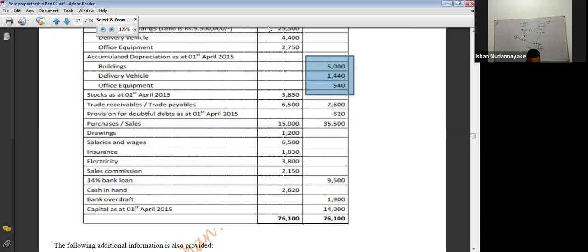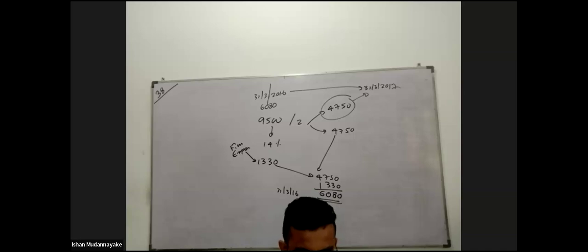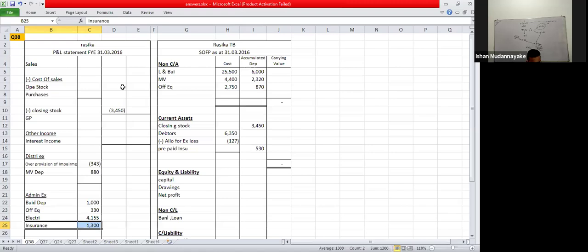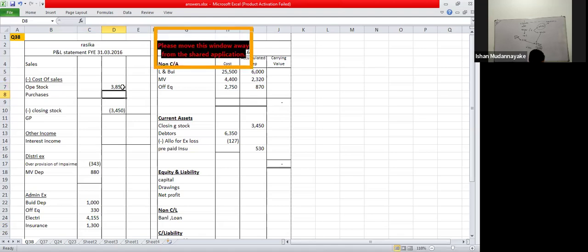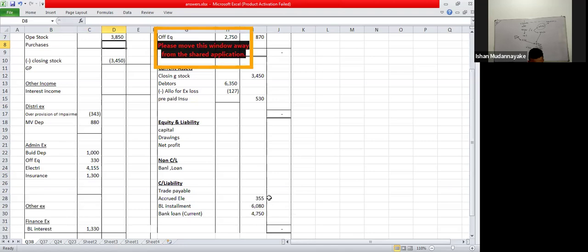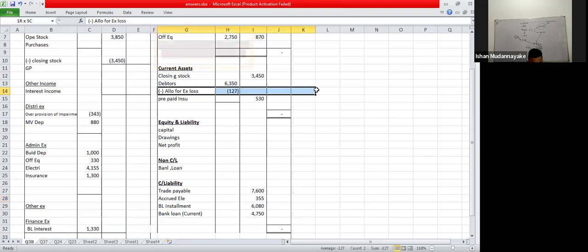Now look at the other information. Opening stock of the business. You can record the opening stock, 3,850. Trade receivable done. Trade payable 7,600. And then provision for doubtful debts done. Allowance for expected loss done. That point is finished.